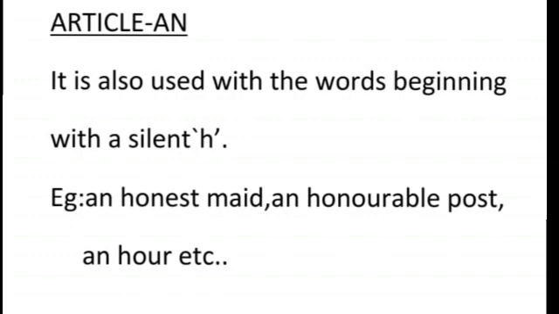Next, article an, it is used with the words beginning with a silent H. Here, H is silent in these words. Examples, an honor's maid, an honorable post, an hour. So you can see H is silent here. In that case also we use article an.